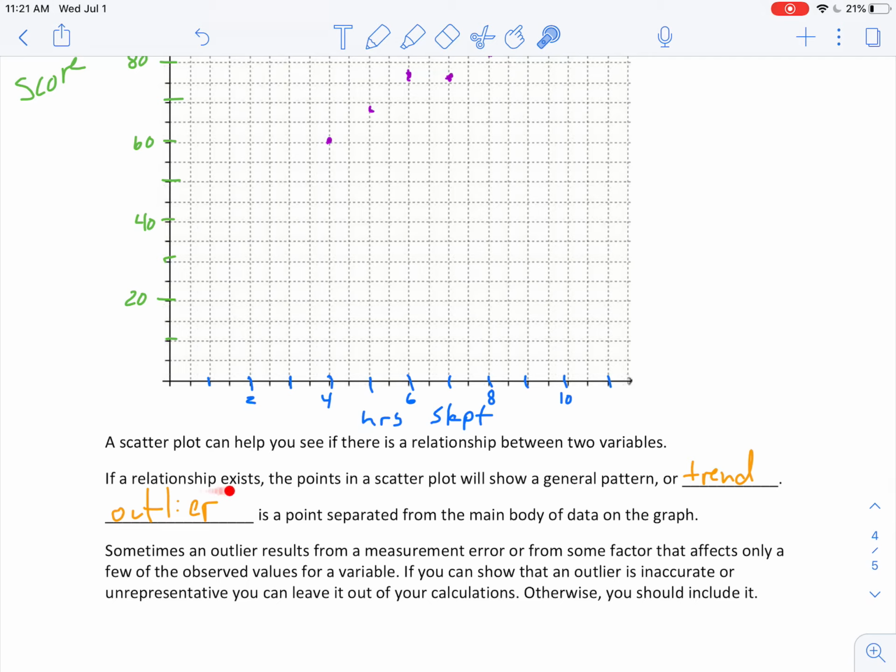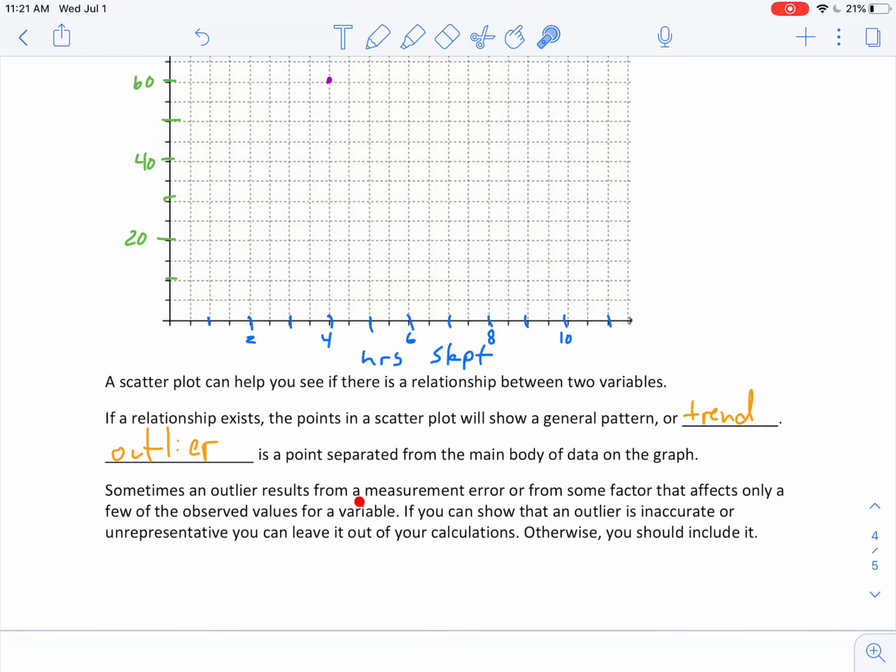If a relationship exists, the points in a scatter plot will show a general pattern or trend. An outlier is a point separated from the main body of data on the graph. Sometimes an outlier results from a measurement error or from some factor that affects only a few of the observed values for a variable. If you can show that an outlier is inaccurate or unrepresentative, you can leave it out of your calculations. Otherwise, you should include it.